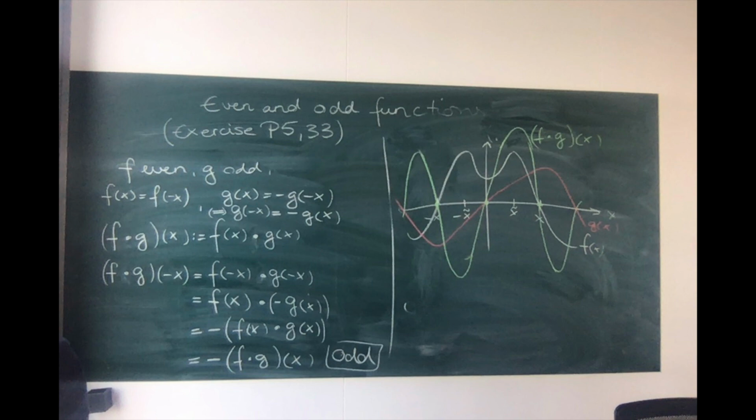Now there are a few more combinations of f and g to check, and you always do it the same way. You write down what the combination means, and then you just compute what the function value is of the combination for minus x using that f is even and g is odd, and see whether or not the whole thing is even or odd.